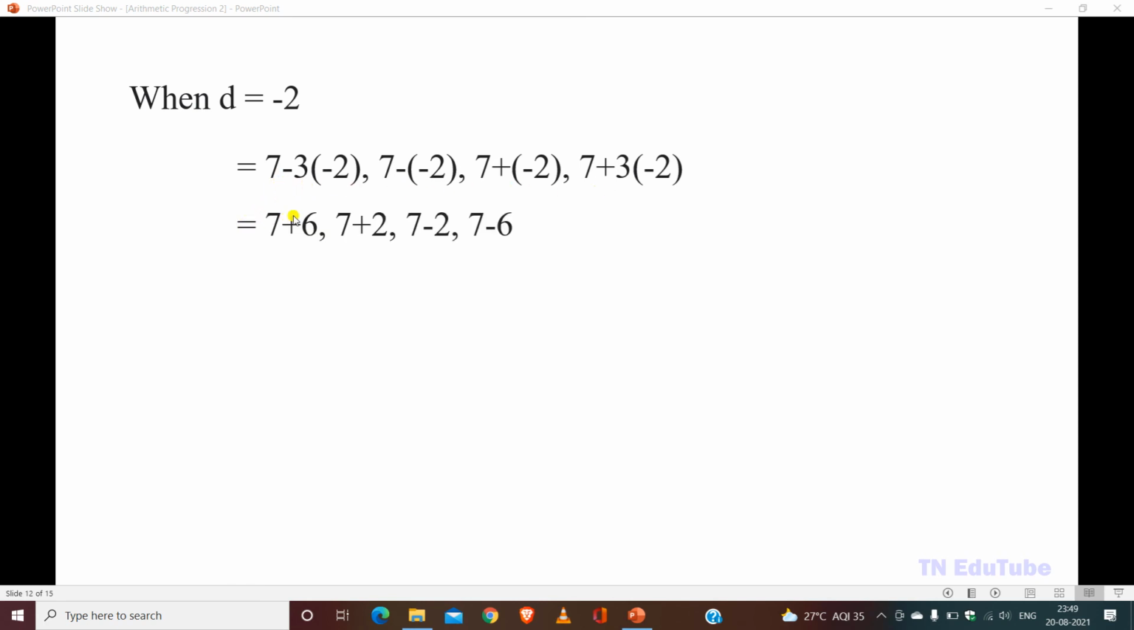Similarly, we have to take d equal to minus 2 and a equal to 7. So when you are applying the values, the four values are like this. Here it is minus into minus plus, so 3 2s are 6. Here also minus into minus plus, so 7 plus 2. Here plus into minus minus, so 7 minus 2. Plus into minus minus, 3 2s are 6, so minus 6. So the same values only, reversely you get 13, 9, 5 and 1.